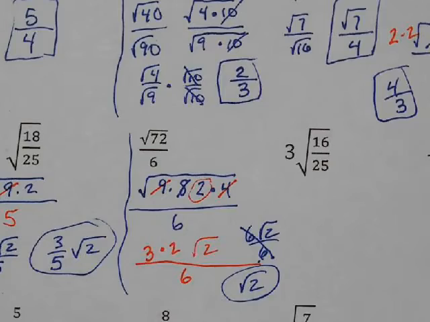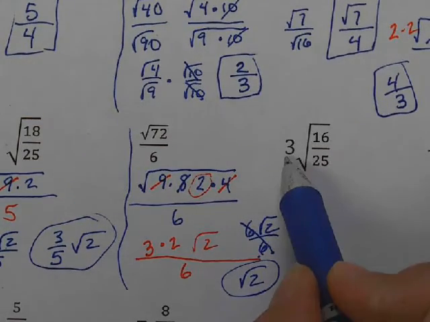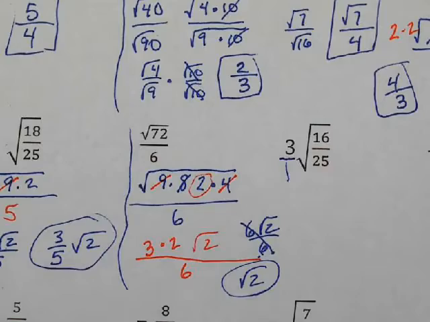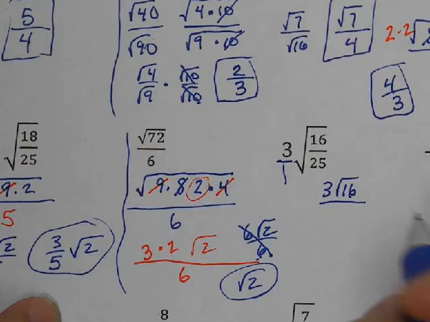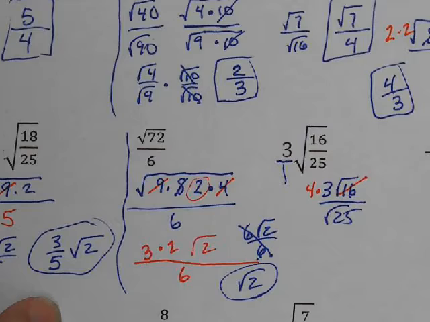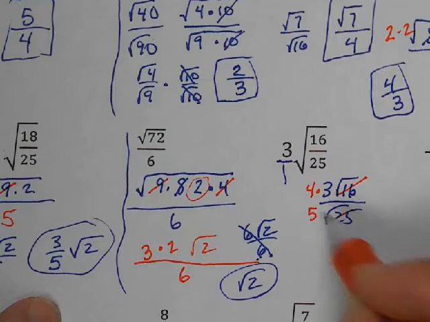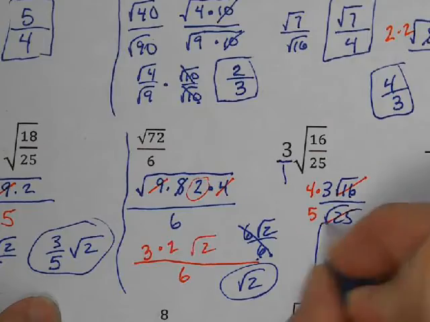Okay, look at the next one. This one is 3 square root of 16 over 25. So since this is the number 3, and 3 can be written as 3 over 1, when I simplify this, I'm going to put 3 and square root of 16 together on the top, and on the bottom, just the square root of 25. Now I'm ready to simplify. The square root of 16 is 4, so the 4 that I put on the outside, I'm going to multiply by the 3 that's already out there. And the square root of 25 is 5. So my answer is 12 over 5.